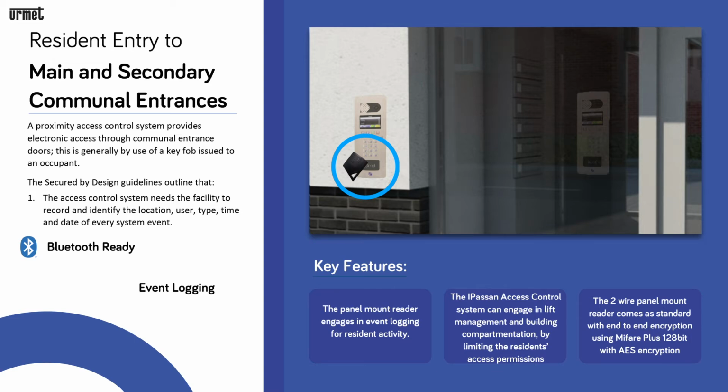The iPerson access control system also offers lift management and building compartmentation. For example, once the resident's key fob has been presented to the panel mount reader, the lift is automatically called to ground whilst limiting their access to pre-programmed floors, such as their floor and the basement car park, helping to keep the rest of the building secure.